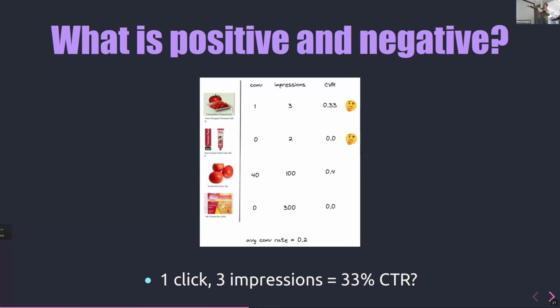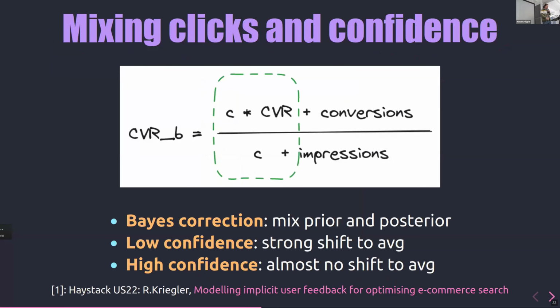But these two on the top have 3 impressions and 1 conversion. Is it like a 33% conversion rate or not? You're not really sure. A couple of years ago at Haystack US, there was a talk from René about bias correction for conversion rate. The idea behind the math in the talk is that you can mix your prior, like the expected conversion rate, with the actual observed conversion rate based on how confident you are in this observation.